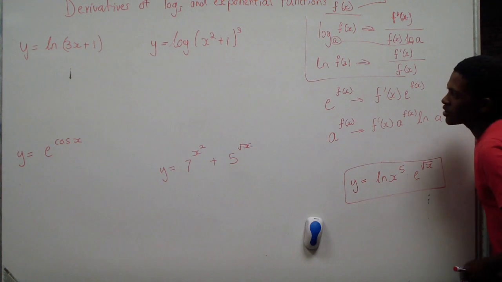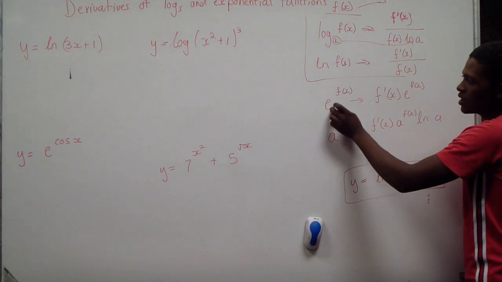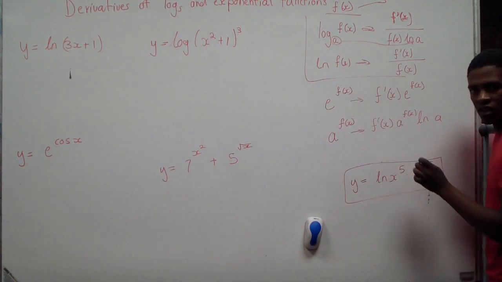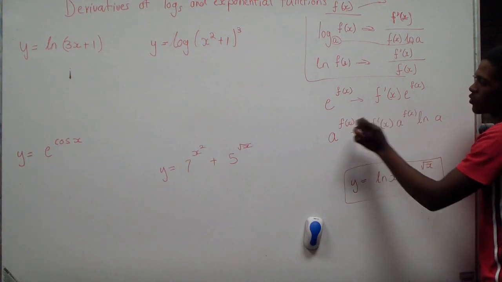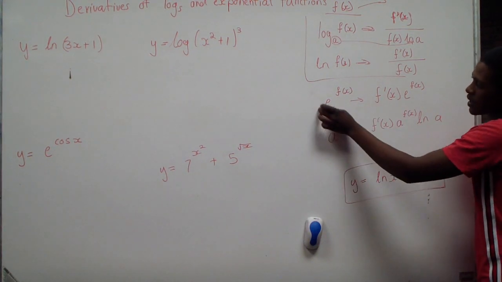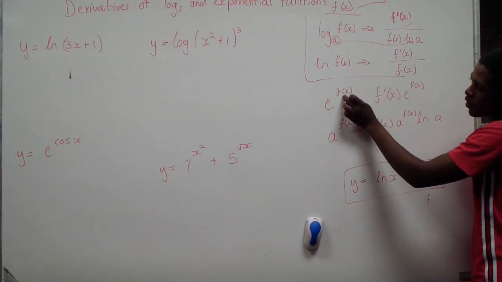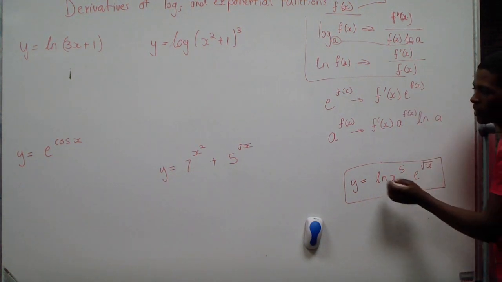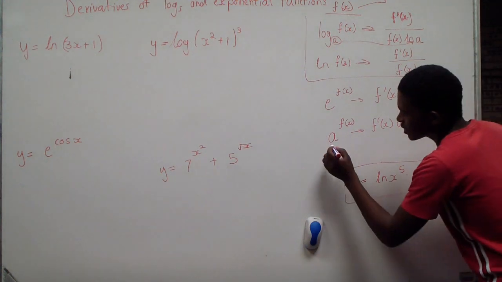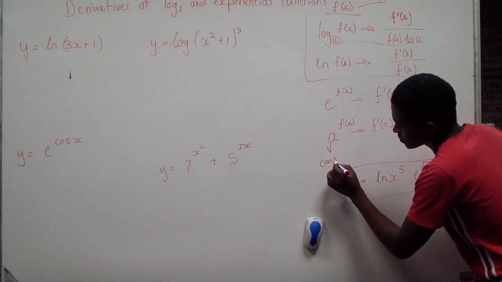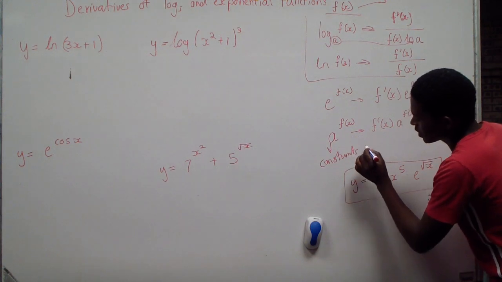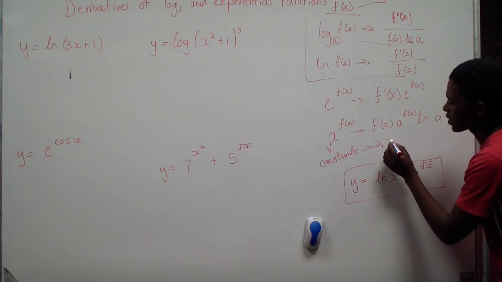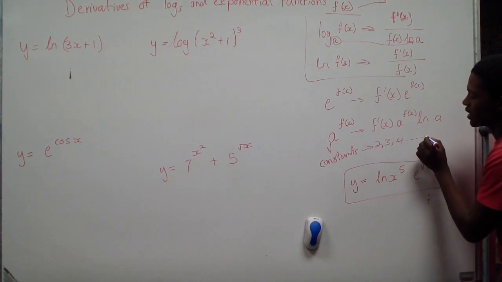Exponential functions. Let's say I have e to the power of a function. Since my function is an exponent, it's impossible to derive it directly. But with this formula, I can derive it by saying the derivative of my function multiplied by e to the power of the function. Then here, this is a constant. It could be 2, 3, 4, etc.